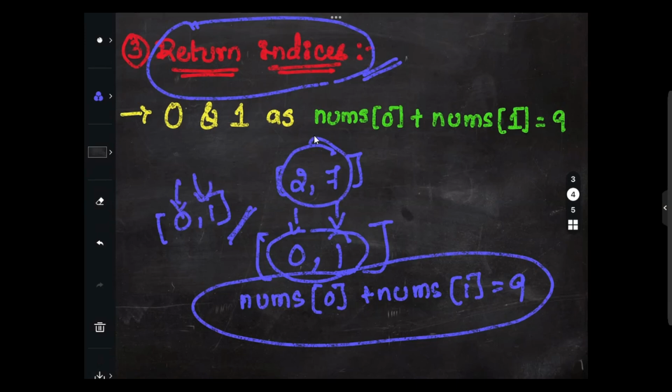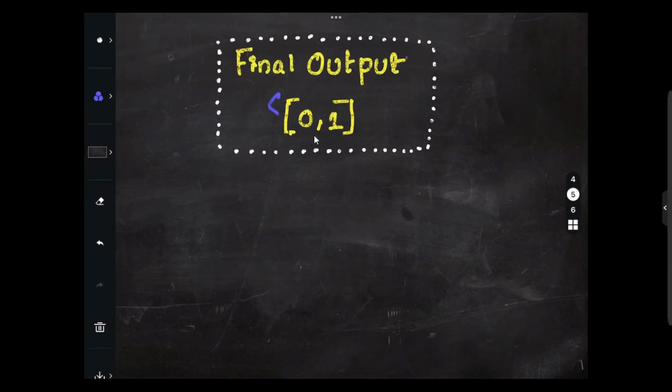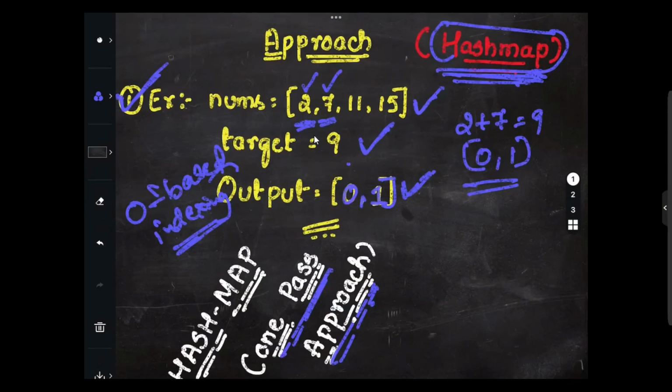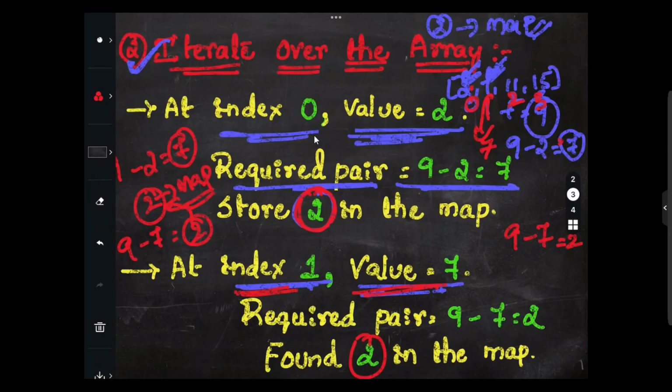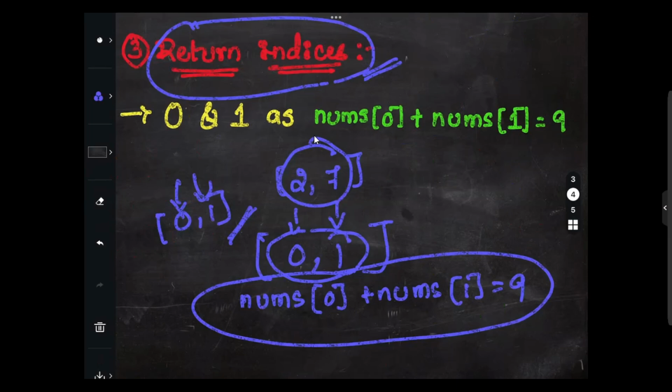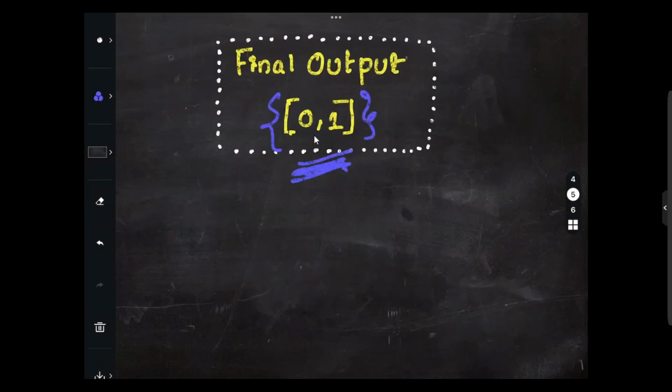So we will return 0, 1 in this case, right? The final output here is 0, 1. This output is the same as, or equivalent to, the output they have mentioned in the approach. The output we got is 0, 1, and the output they have mentioned for example 1 is also 0, 1.